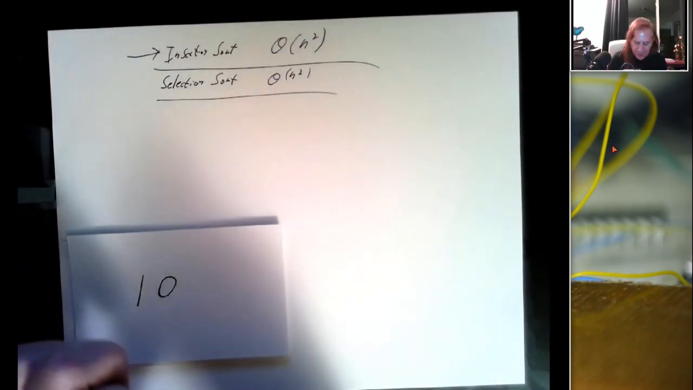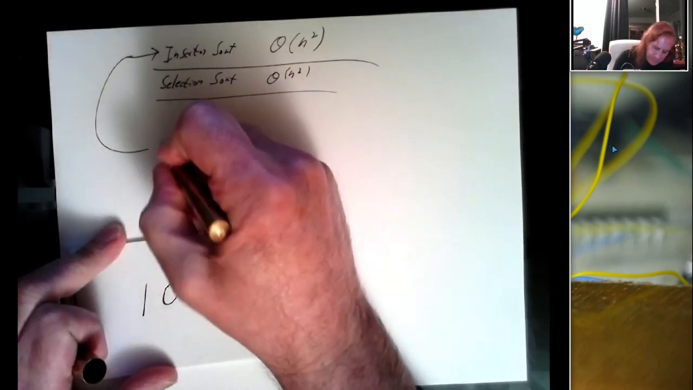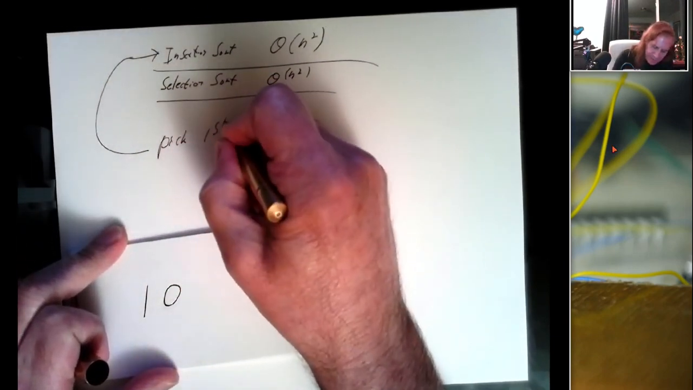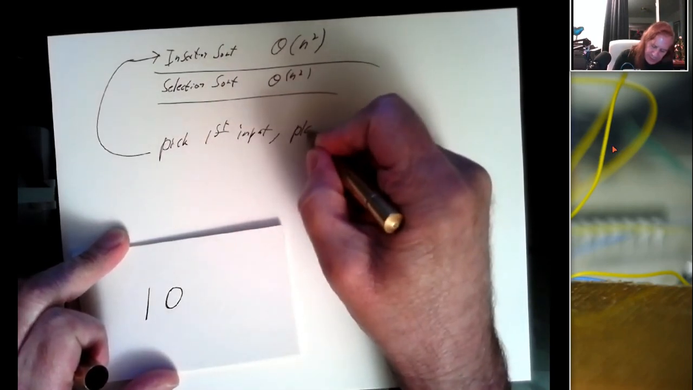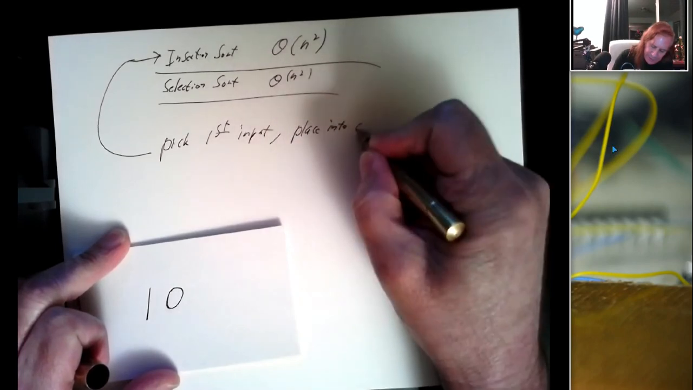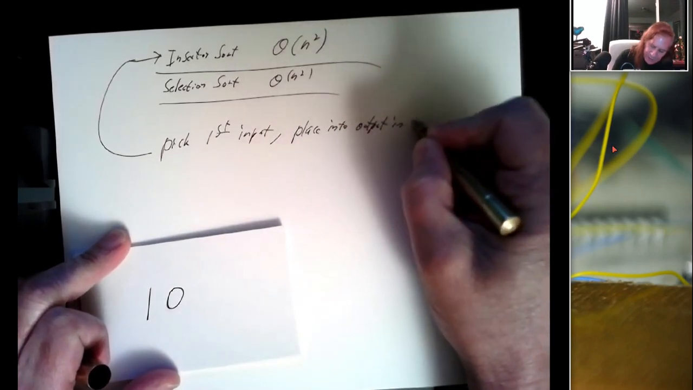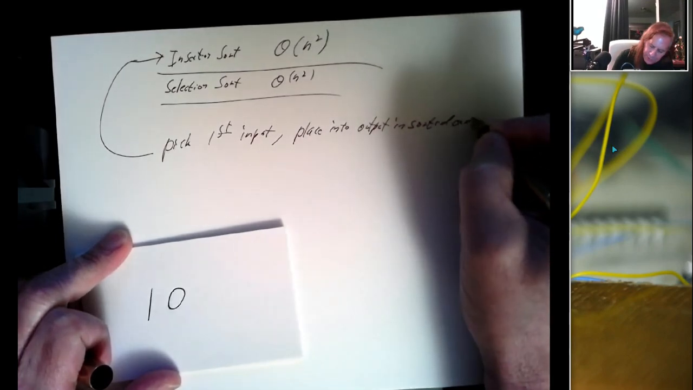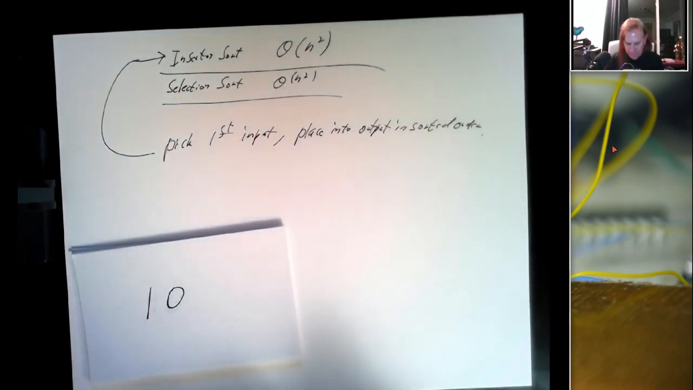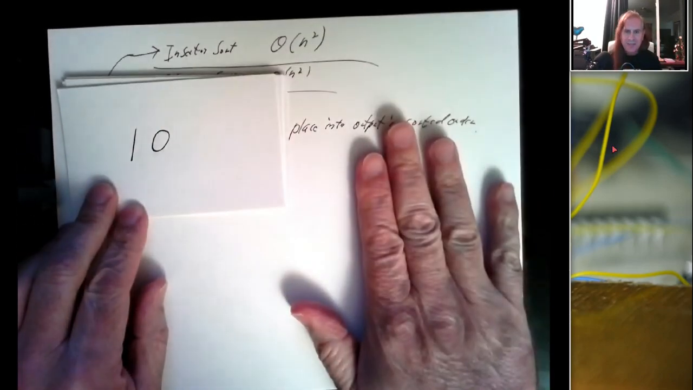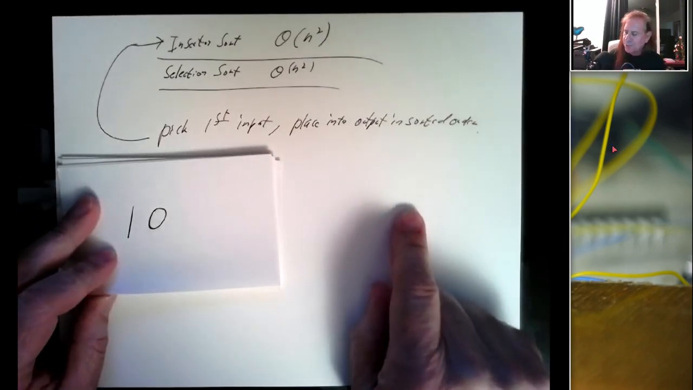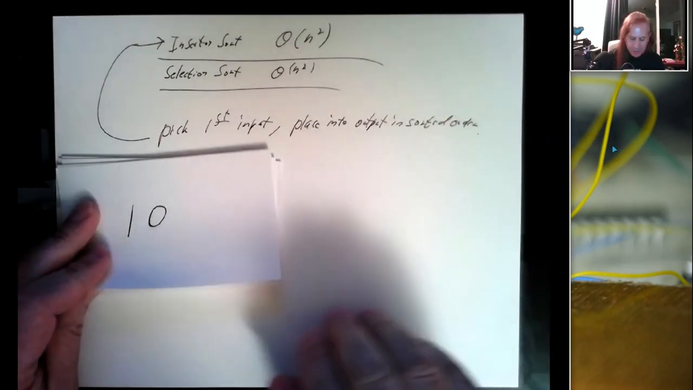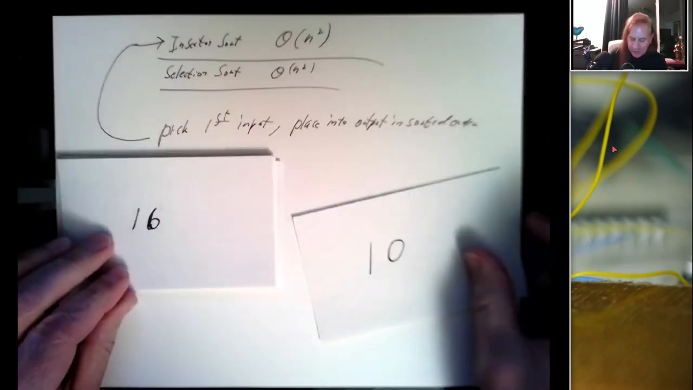So insertion sort, we're going to pick the first input and place it into the output in sorted order. Here I'm going to have my input pile, and over here my output pile. I'm always going to pick the first input and put it into my output in sorted order. I want my output to have the smallest number on top. My output pile is empty right now, so I'm just going to put this right here.